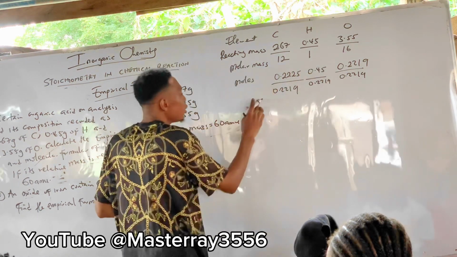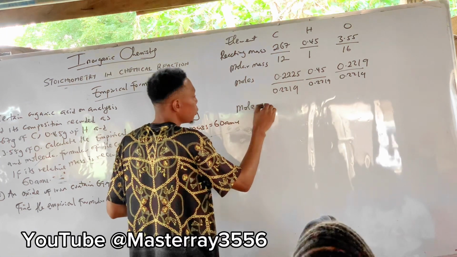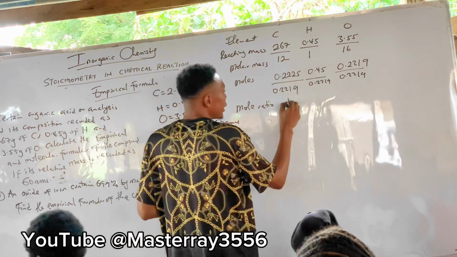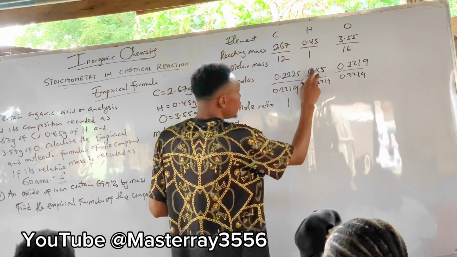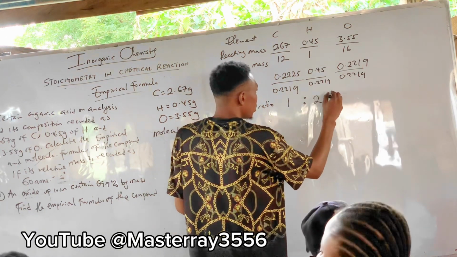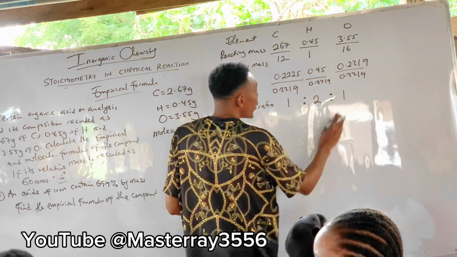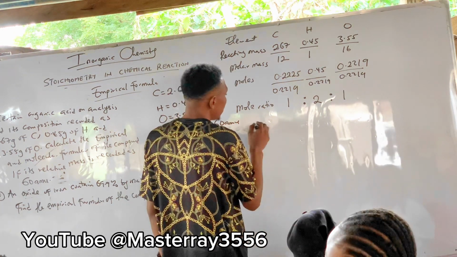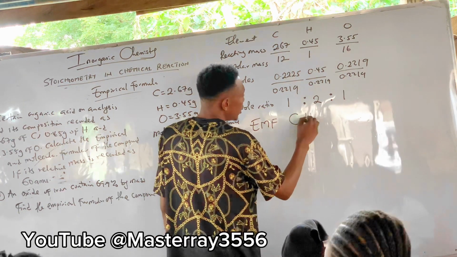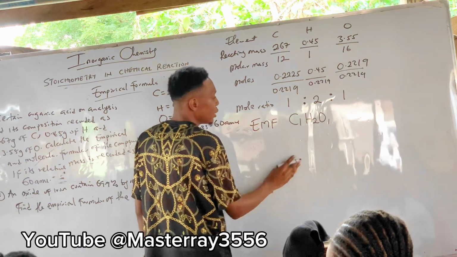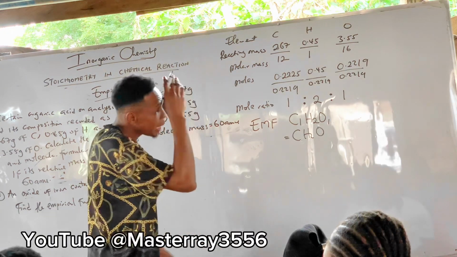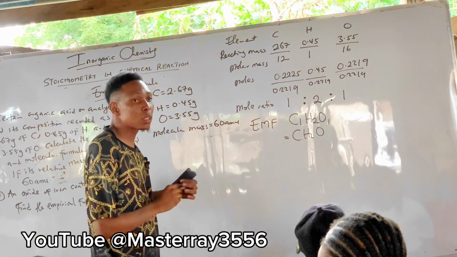0.2219. When you divide it, you are going to have what's called mole ratio. So if you divide this, what do you have? It's taken as 1, right? Then ratio. If you divide it, what do you have? 2. So we have 2. Ratio 1, right? So we give us our EMF to be C1H2O1, right? We give us CH2O.